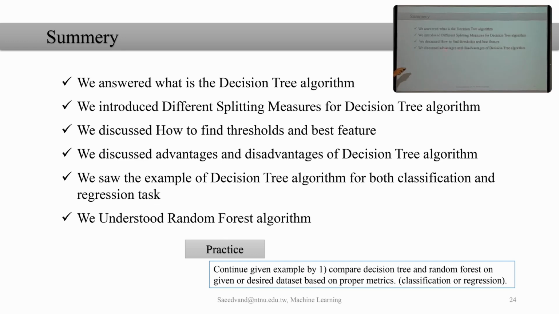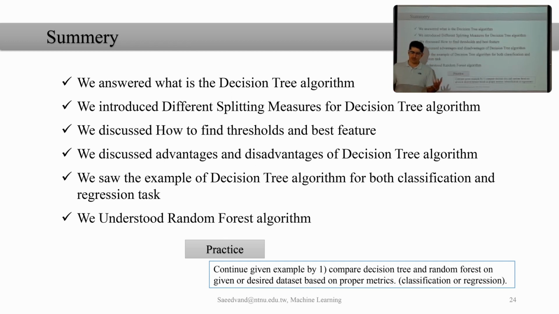We discussed the advantages and disadvantages of the decision tree algorithm. Then we saw the example based on the dataset that you have. Then we finally understood random forest by using different decision trees. Of course, you will also have practice after I explain the implementation code for you. After I explain the code, you need to continue with an example, comparing decision tree and random forest to see which one is working better.